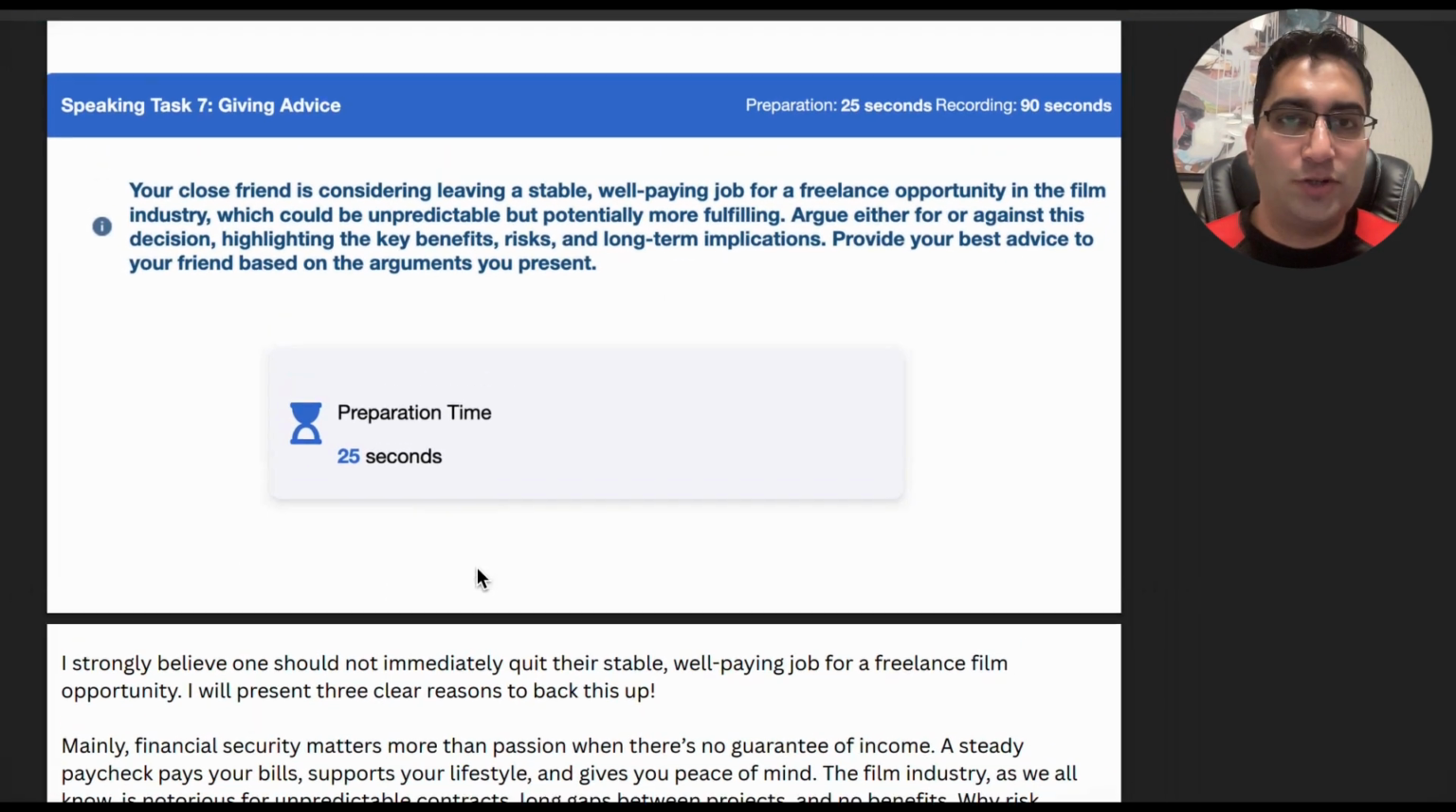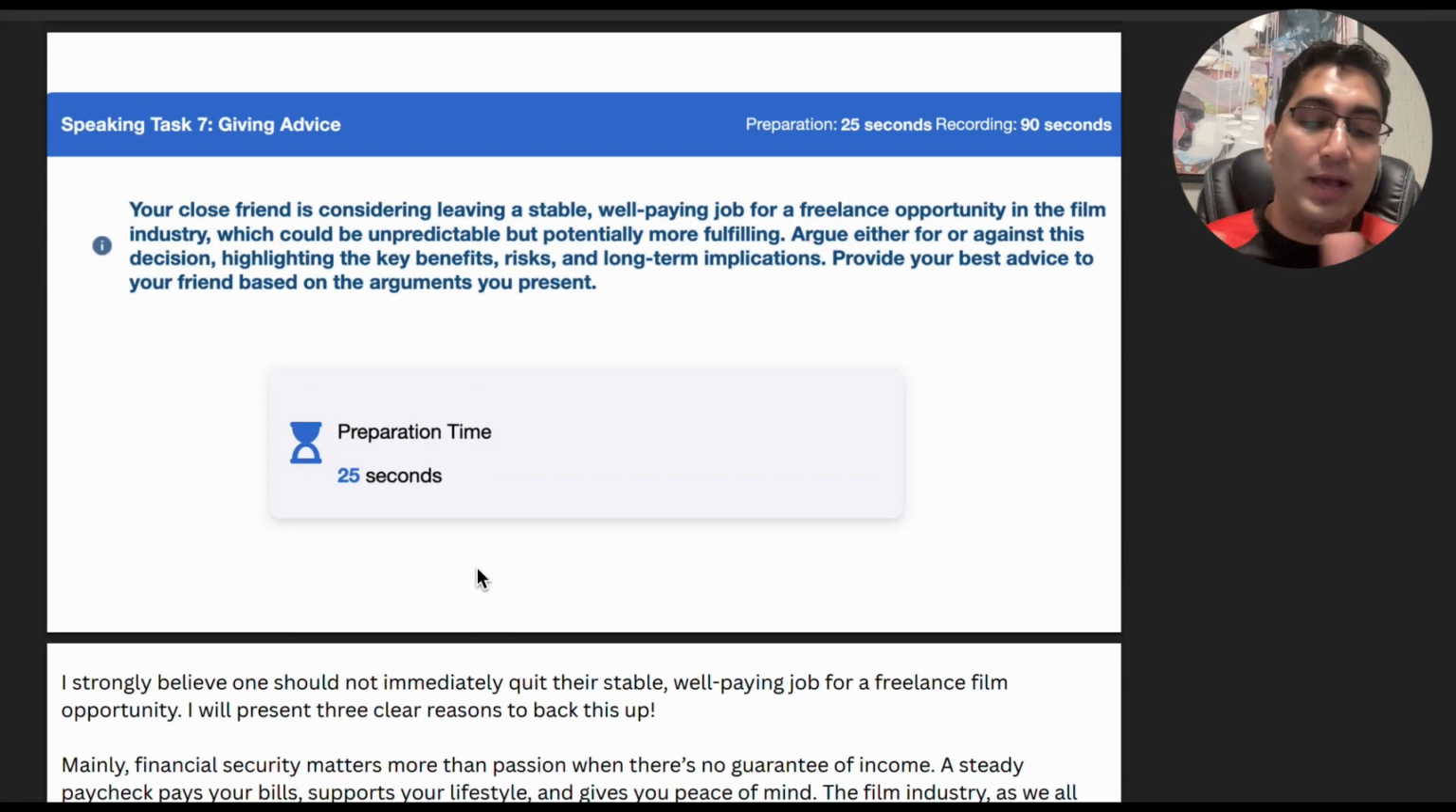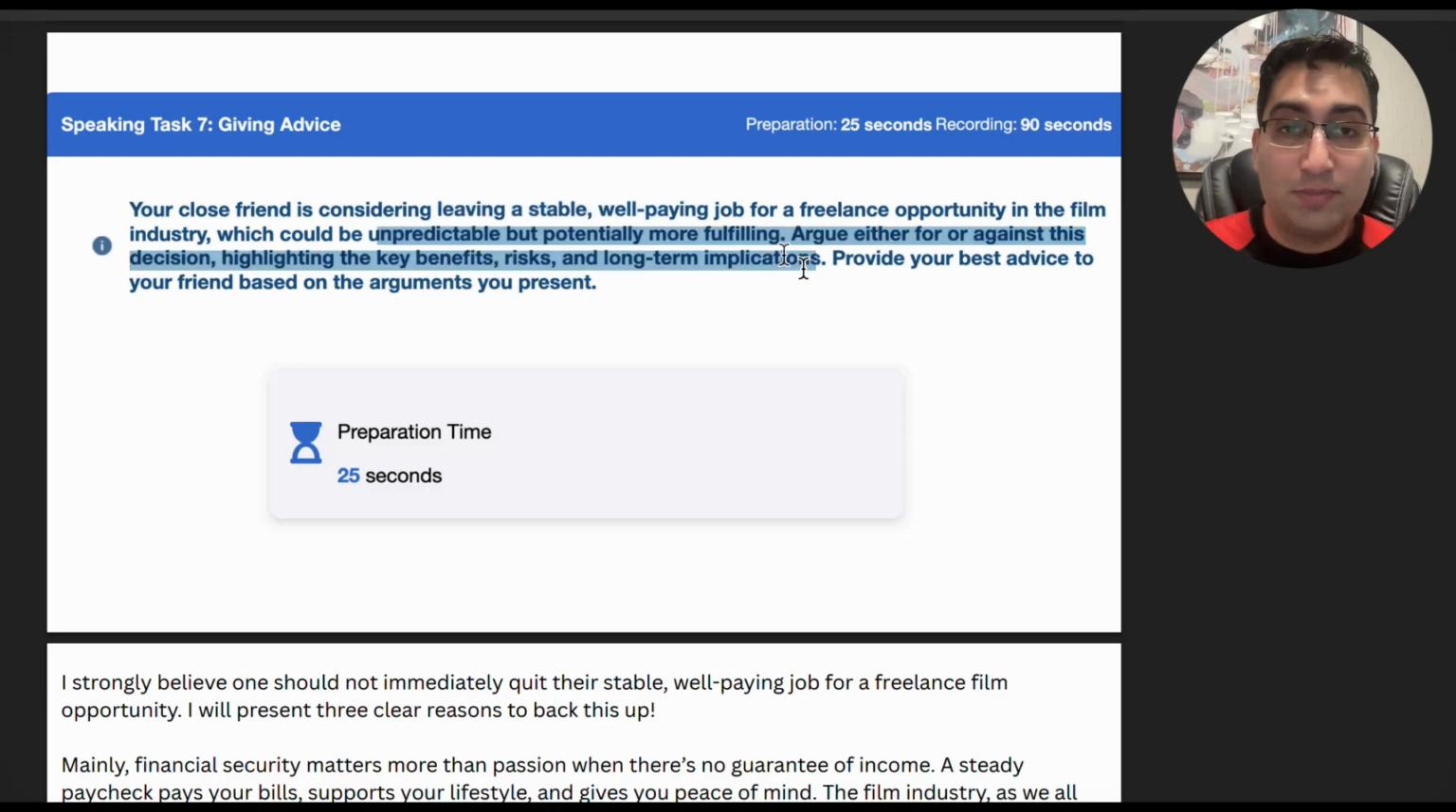Now our final question type, in terms of the tone, like you have another question after this, which is descriptive, but the second last question, question number 7, in terms of the tone, it's supposed to have another tone, and that's our fourth tone today, and that is the passionate, debate-like tone, because this question is always a debate question. So here it says, your close friend is considering a stable, well-paying job, so leaving this job, and basically the question says they want to go for an unpredictable but more fulfilling freelance opportunity right here. So you have to pick one option and explain why it's better.